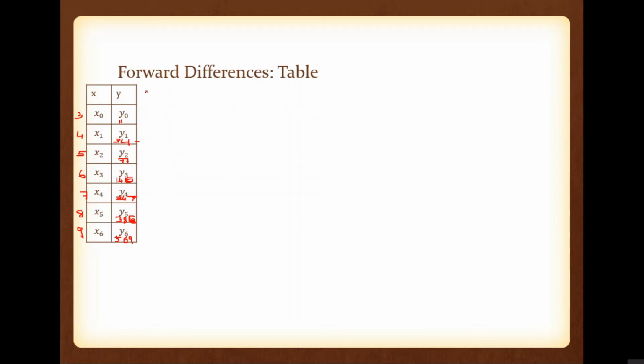First, we have to construct delta y. We first have to find delta y0. Delta y0 is equal to its next value, that is y1 minus y0. What is y1? 34 minus the current value, which is 11. The answer is 23. Am I correct? Yes.